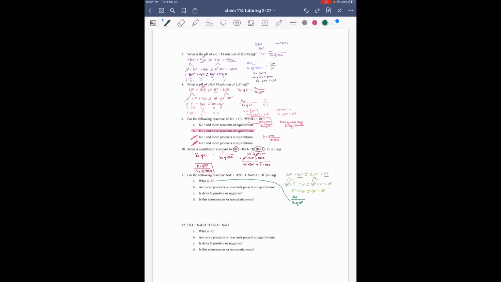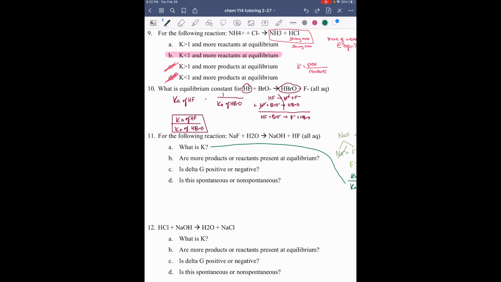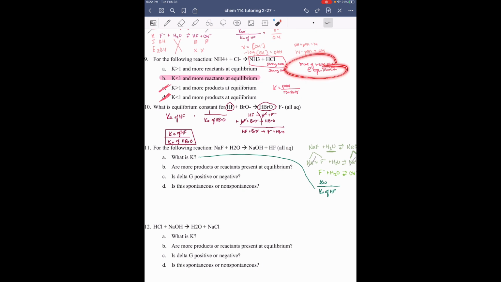So here, let me zoom. Okay, so here I see that we have a strong base. Because this is a strong base, it doesn't matter that this isn't a strong acid. This is still our stronger side. So this is our stronger side, and then what do we have more of at equilibrium? We have more of the weak stuff. More of the weak stuff at equilibrium.